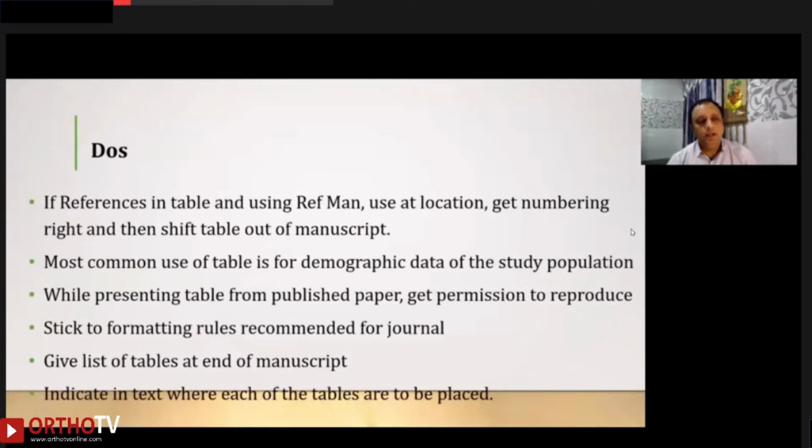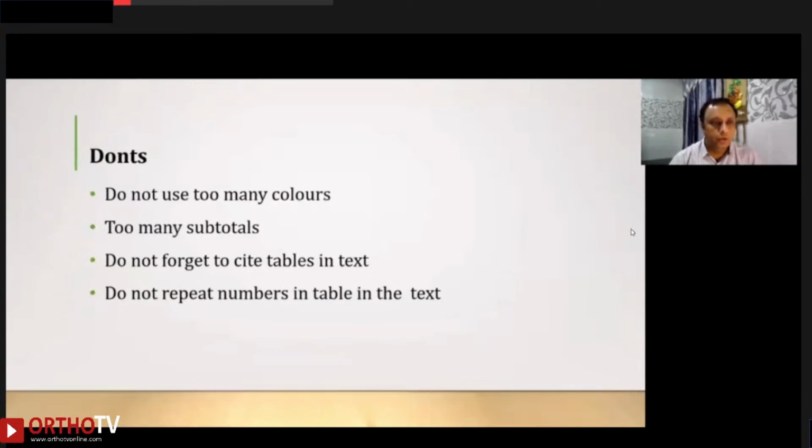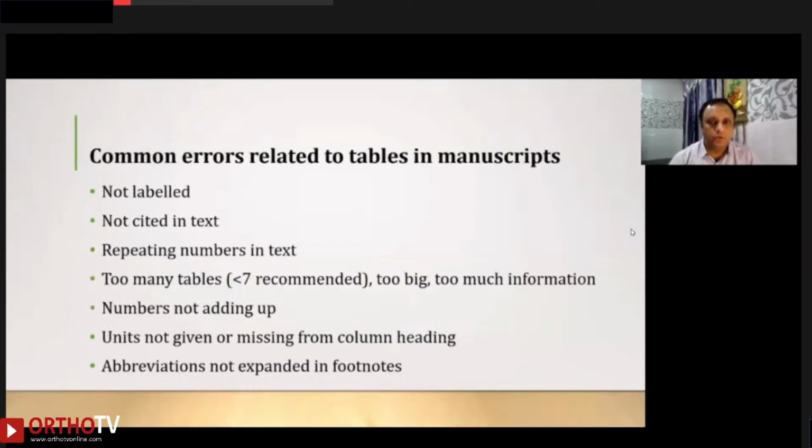Give a list of tables at the end of the manuscript and indicate in the text where each of the tables is to be placed. The don'ts: do not use too many colors, no decoration, and too many subtotals are to be avoided. Do not forget to cite tables in the text, and do not repeat numbers in the text that are given in the table.